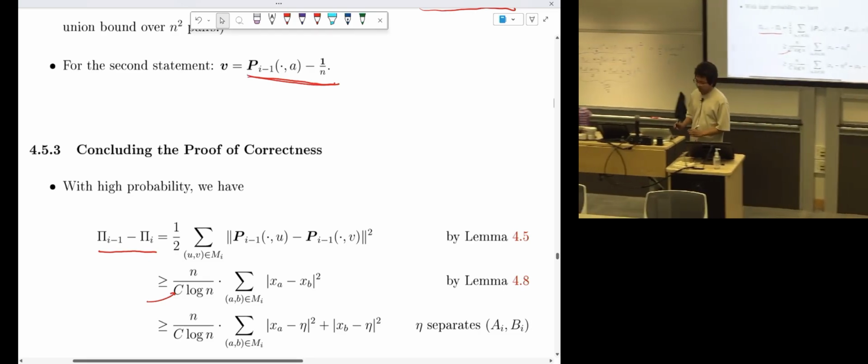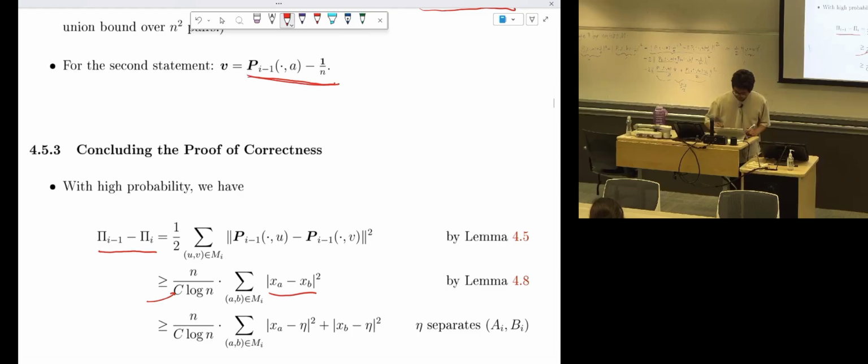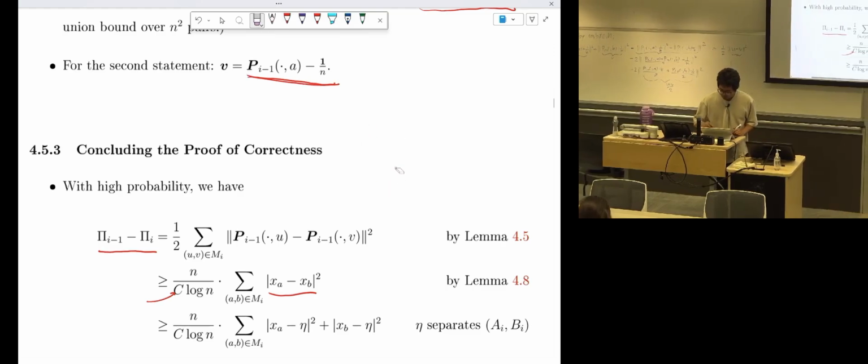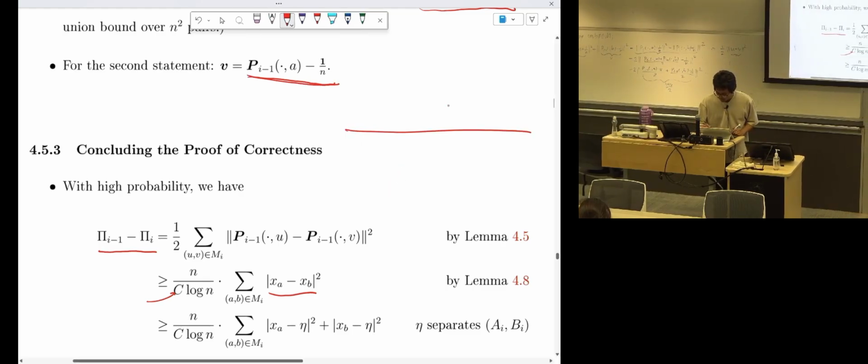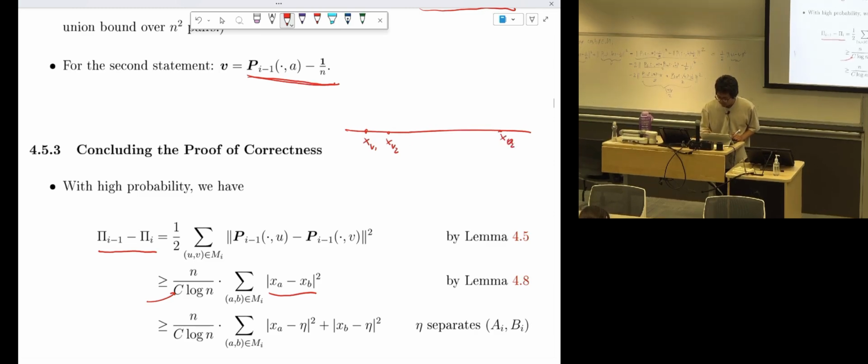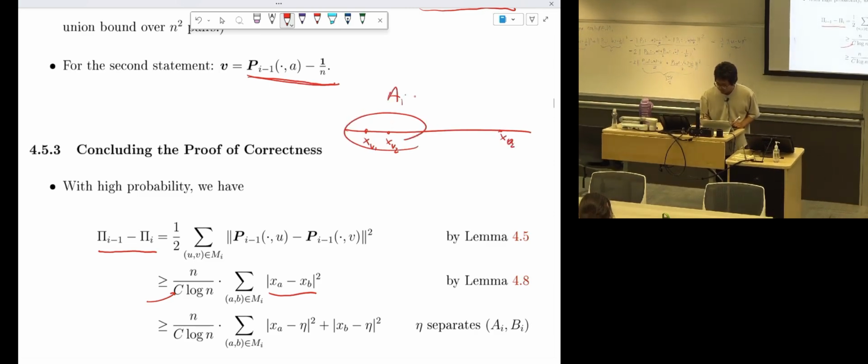Now let's look at this one. Right now, all the nodes are on the line: x v1, x v2, x vn. And this is A i, this is B i. There's a threshold here, eta.